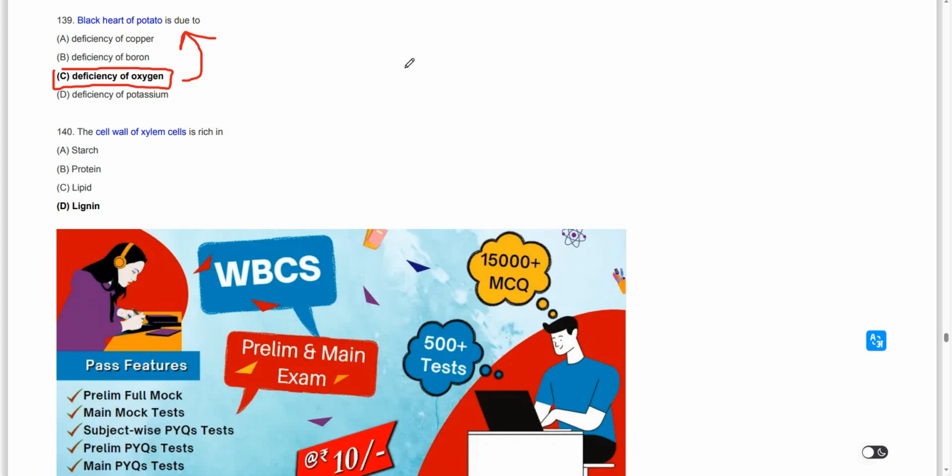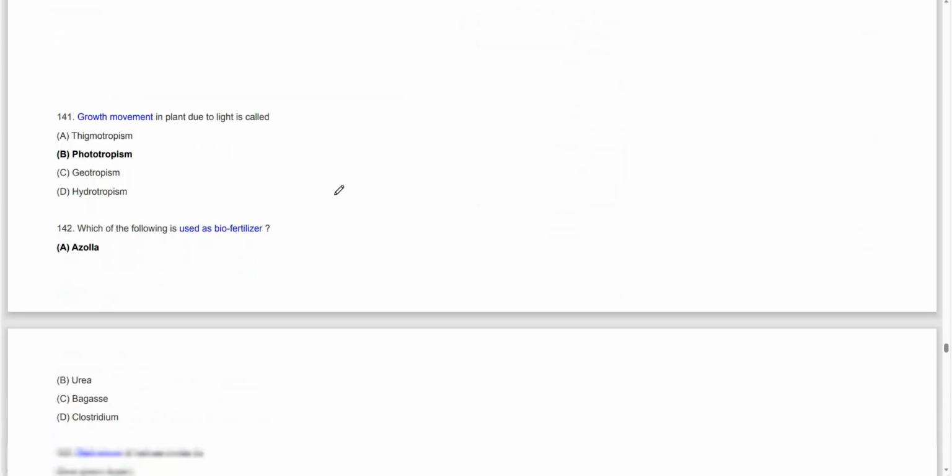Moving on to the next, the cell wall of a xylem cell is rich in lignin. Lignin is the one. The cell wall of a xylem cell is rich in lignin.